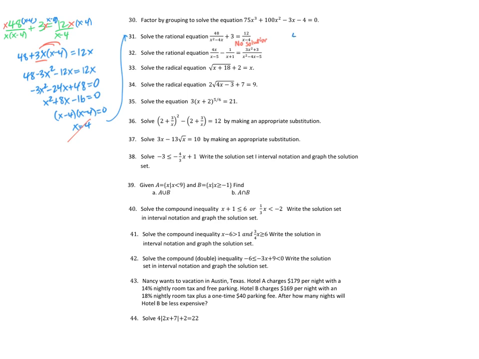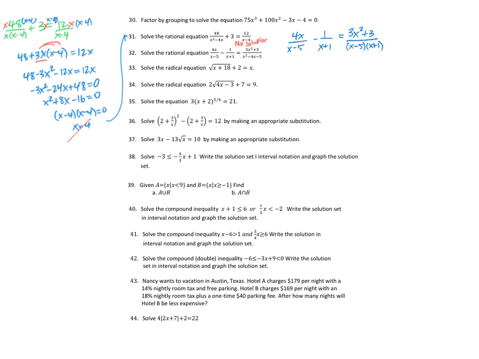So I have 4x over x minus 5 minus 1 over x plus 1 equals 3x squared plus 3 over, I'm going to go ahead and factor the bottom. I can see that it factors to x minus 5, x plus 1. So if I look at the things that are occurring in the denominators, I see an x minus 5 in some of the denominators. I see an x plus 1 in some of the denominators.